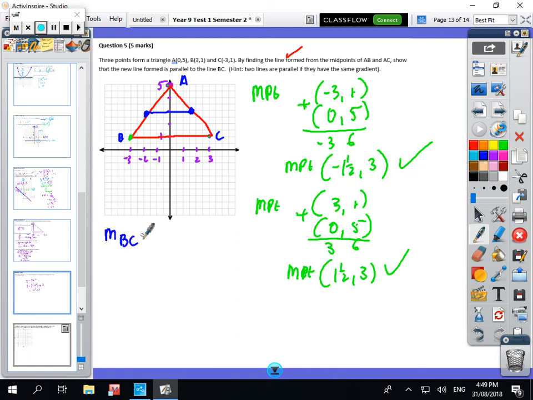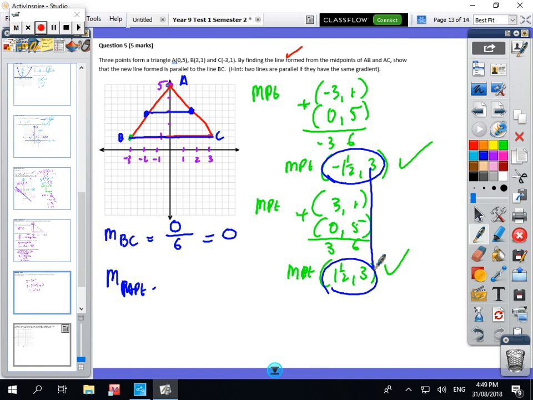Now we have to find gradients. The gradient of BC is this line here, which has no rise and a run of 6. So the gradient is 0. The gradient of the midpoint lines: that point and that point, they have no rise and they run for 3. So the gradient is 0. So the gradients are the same, so the lines are parallel.